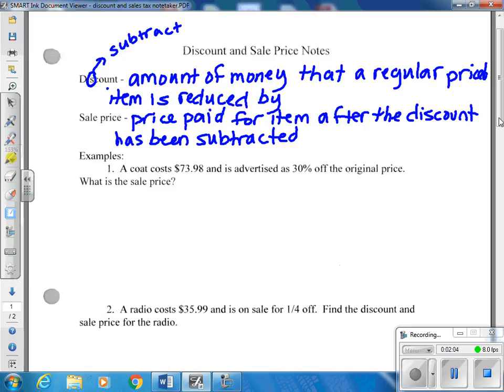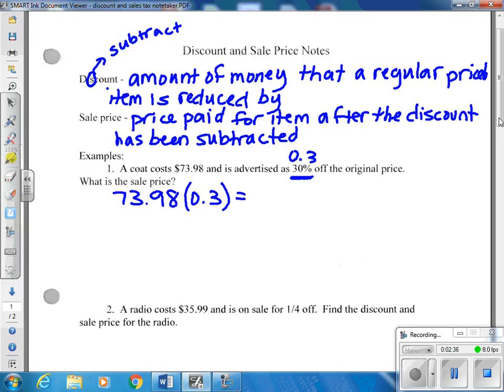All right, so for number one, a coat cost $73.98 originally and is advertised as 30% off the original price. What is the sale price? Right? So the very first thing you will always do is take your percentage and turn it to a decimal. 30% is the same as 0.3 or 0.30 if you want to use that. Okay. And with percentages, after we turn them to decimals, we always multiply because you're taking 30% of a number. The word of means multiply. So we're going to take our original price, $73.98, and we're going to multiply it by 0.3.